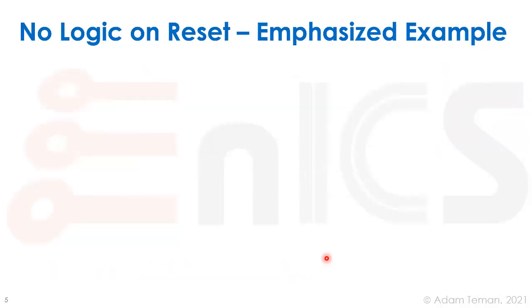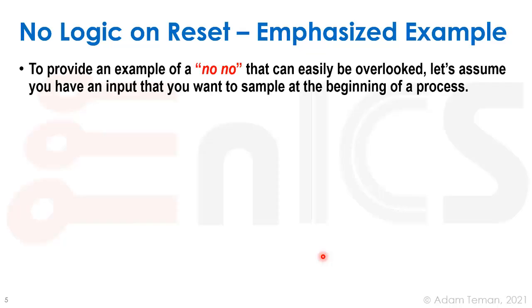So to emphasize the rule, I'm going to give you an example over here. It's a no-no that can easily be overlooked, but it actually is logic on reset. We're going to assume now that we have an input that we want to sample at the beginning of the process. This is something that often happens. We have some sort of input to our design that we want to sample before it changes, and then make sure that we are controlling this flip-flop that's holding it and not lose this initial value that we had.